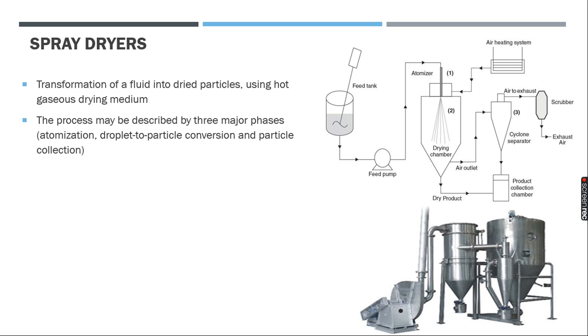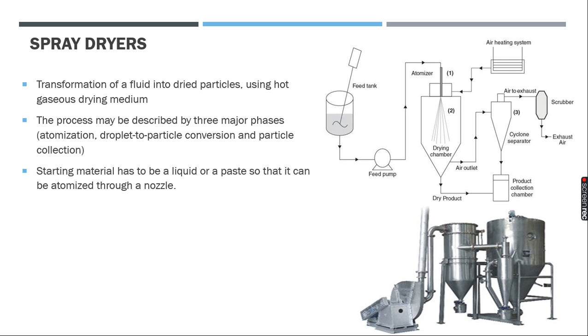So this process is primarily three steps. One is atomization, then droplet to particle conversion, and then particle collection. Droplet to particle conversion means removal of moisture from the fluid, which causes it to solidify. So the starting material has to be a liquid or paste so that it can be atomized through the nozzle, which is the first step here, the atomizer.